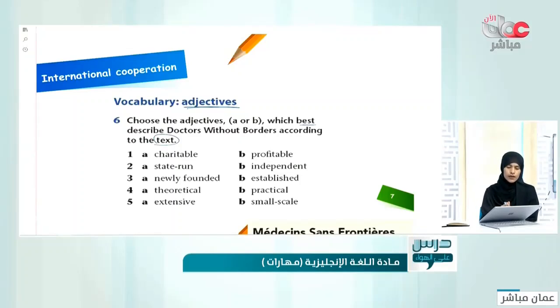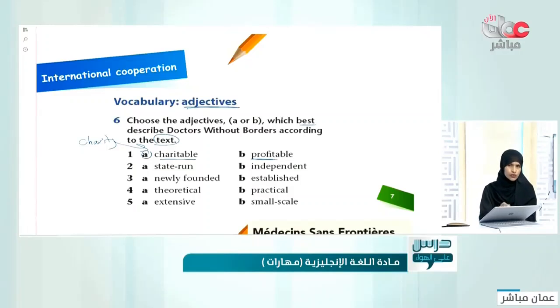So is Doctors Without Borders a charitable or a profitable organization? When I say charitable, it comes from the word charity, organizations which do work without getting a reward out of it. Or is it profitable? Of course, from the word profit, there is a profit out of what you do. So of course, no, it's a charitable organization. Okay, that's the first one.